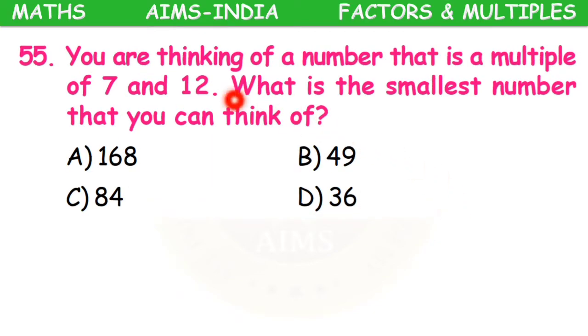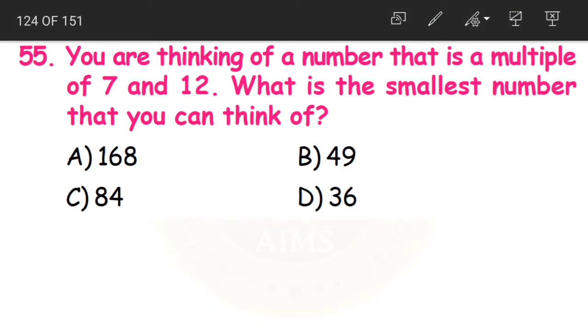Next question. 55. You are thinking of a number that is a multiple of 7 and 12. What is the smallest number that you can think of? See, it is a multiple of both 7 and 12. That means it is a common multiple, CM. And also it is the smallest multiple. That means we have to find out the least common multiple, children. Okay, LCM.